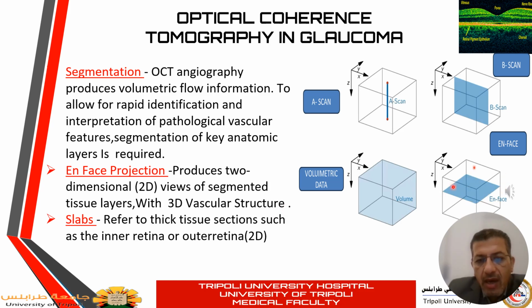That is, you take a horizontal section like this, which is two dimensions, but the representation of the blood vessels in three dimensions. This is called an en face image. Now, slabs refers to a thick tissue section, such as the inner retina or the outer retina, in two dimensions. So volumetric data gets converted to an en face image, then the en face image is converted to slices or slabs. These are the different terms used in OCT angiography.